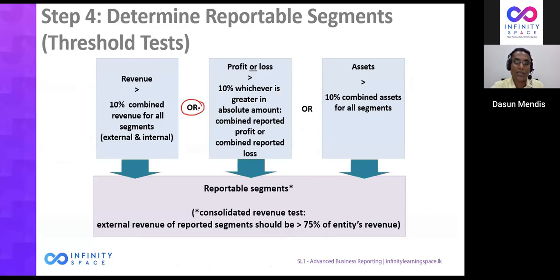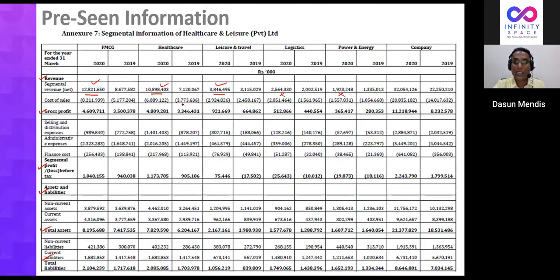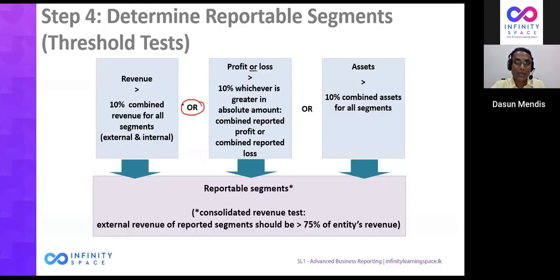loss condition. If the revenue condition is not satisfied with regard to the two segments, that is logistics and power and energy, now I'm going to look at whether the profit or loss threshold is satisfied, because satisfaction of one out of these three criteria is enough, because it is either revenue or profit or loss or assets. Now let's look at how the threshold test of the profit or loss would work.